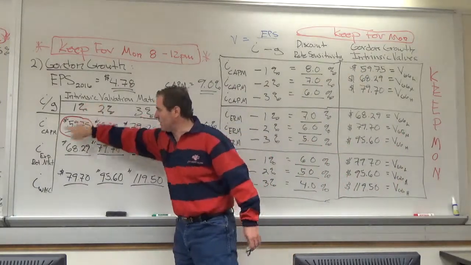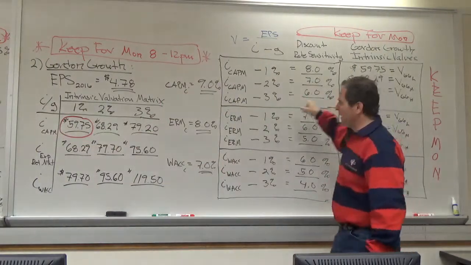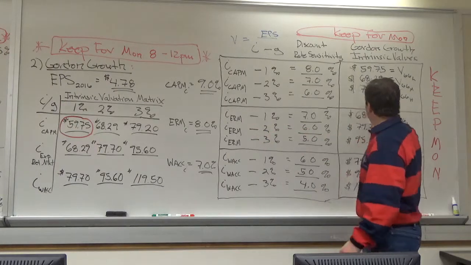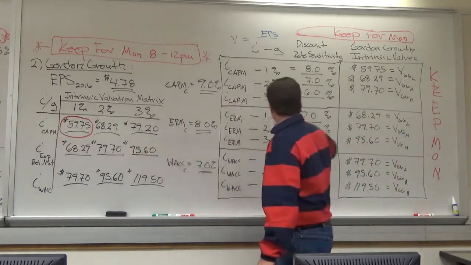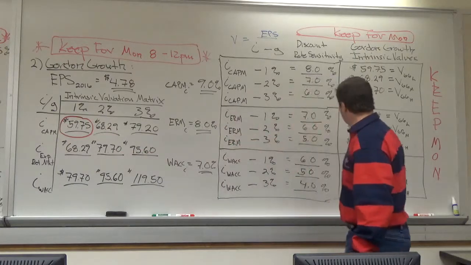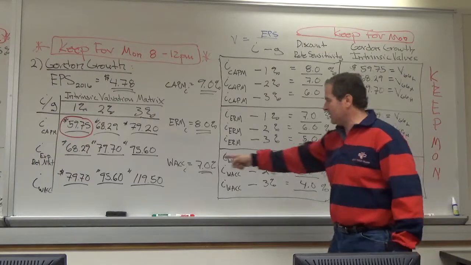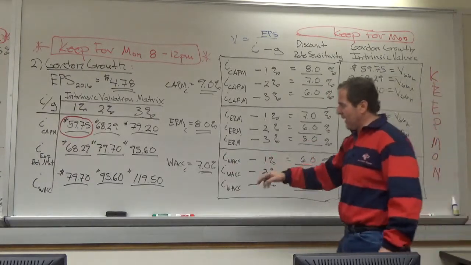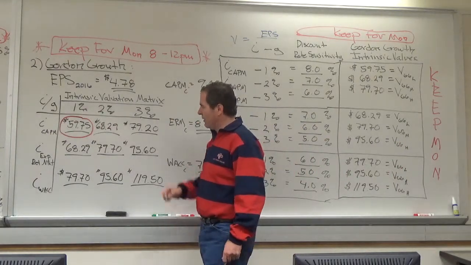So that's all I did was plug in the 59.75 over here, put it in over here under the 1% CAPM scenario, the 68.29, the 79.20. Actually, I have 79.70, but we'll fix that. And then 68.29, 79.70, 59.60, and 79.70, 59.60, and 119.50. So I now have the valuation metrics set up for Gordon growth.